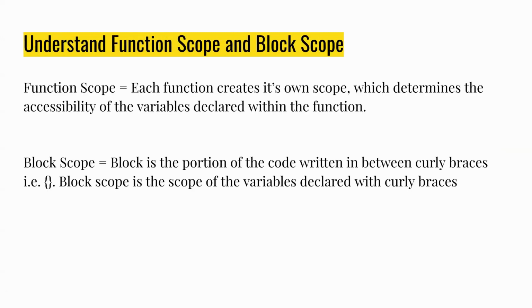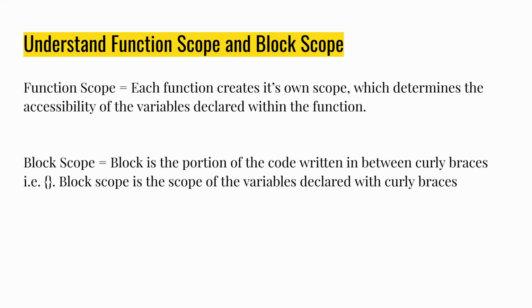Okay, now this is another important topic that we should know: function scope and block scope. So what is function scope? When we define a function, like we saw multiple functions that we have defined, right? Every time we define a function, it creates its own scope. By scope, I mean any variable that you define within that function will be visible as long as your execution is within that function. So function scope is basically something which determines the accessibility of the variables that you declare within the function.